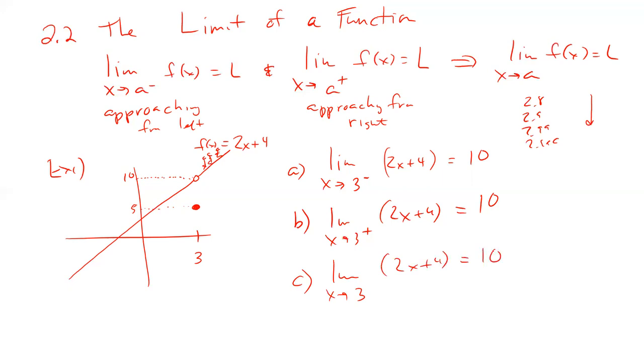So C is just a calculation based upon A and B. Good. Then D is going to be like this. What is f of 3 though?